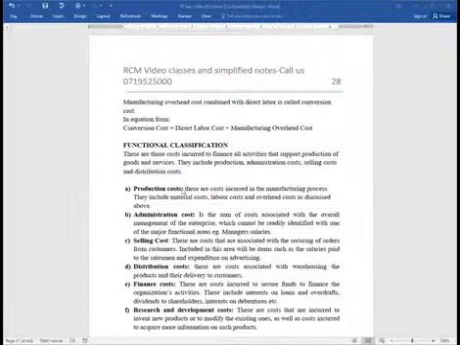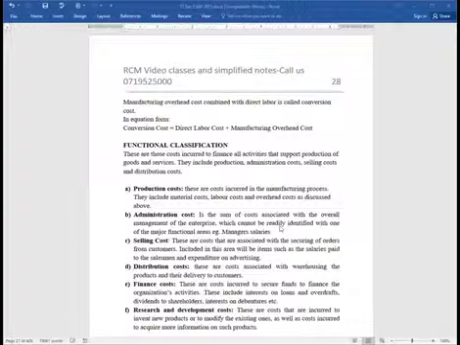So we have here like production, we have to produce as a key function. Production costs, these are costs incurred in the manufacturing process. They include labor, materials, and overheads as discussed above, direct overheads. Then we have administration. Administration is a key function of any serious entity. It's the sum of costs associated with the overall management of the enterprise, which cannot be readily identified with one of the major functional areas. A very good example of administration, ladies and gentlemen, will be the manager's salaries.